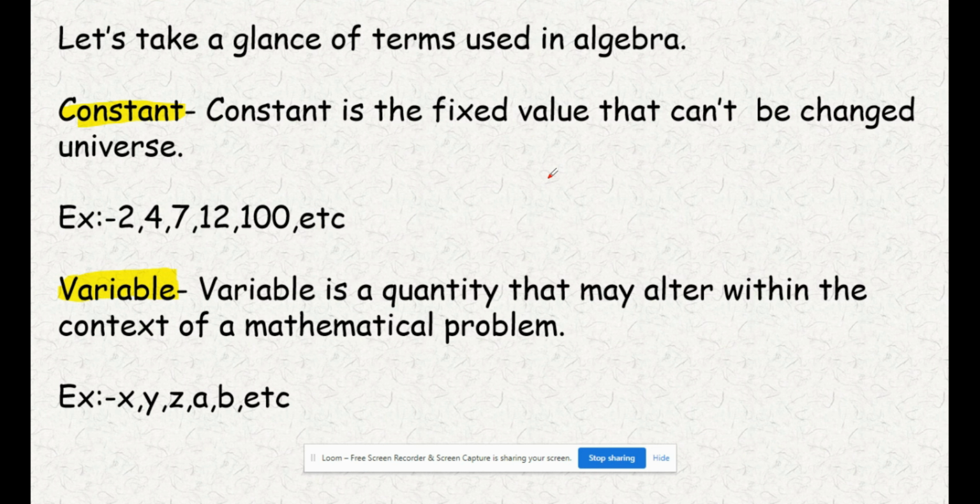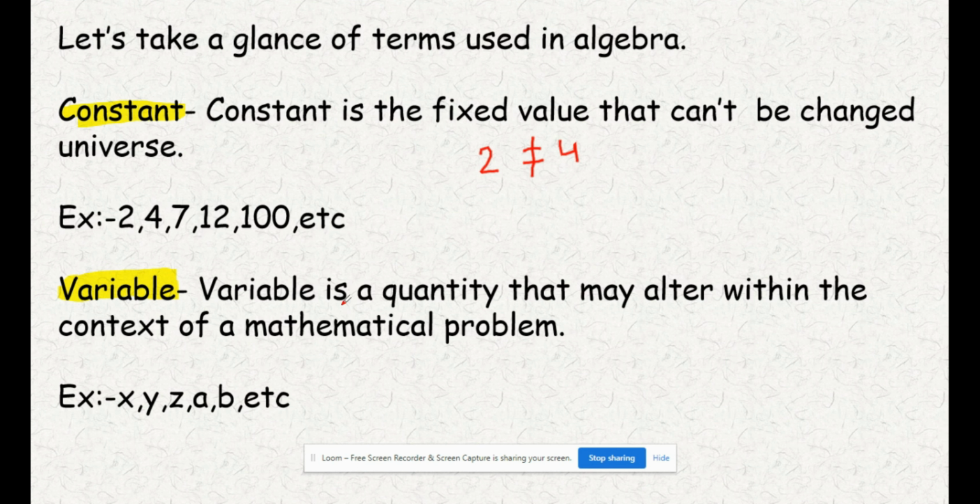Like, if we take 2 is equal to 4, it's not possible, because 2 has a certain value and 4 has a certain value. So 2 is not equal to 4. We can't say, if we have two chocolates, that I have four chocolates or I have 10 chocolates. We can't say that. It's a constant value.